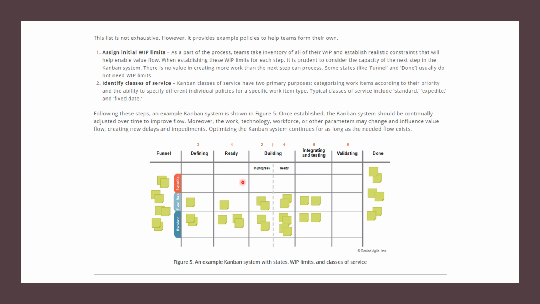Then you can identify the class of service. Kanban classes of service have 2 primary purposes: categorizing the work items according to their priority and the ability to specify different individual policies for a specific work item type. The typical classes of service include standard, expedite, and fixed date. So this is about categorization. You can have specialized policies for each class of service. For the expedite category, the work needs to flow faster, so accordingly you can define your policies and definition of done. This picture gives an example of a Kanban system with states, WIP limits, and class of service.